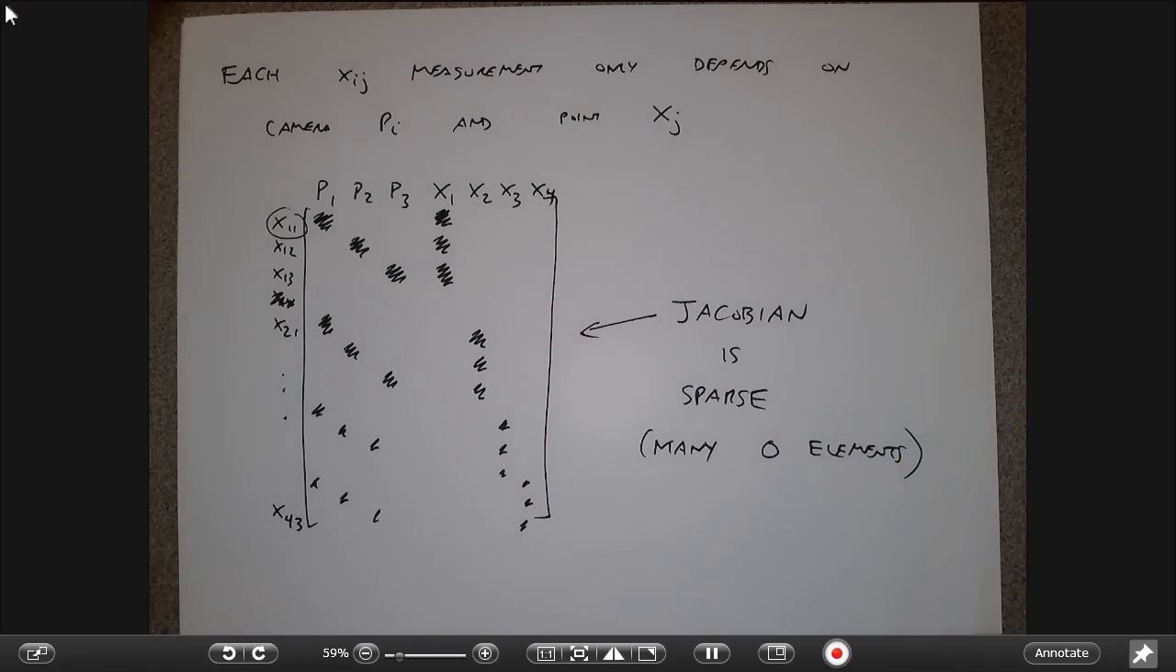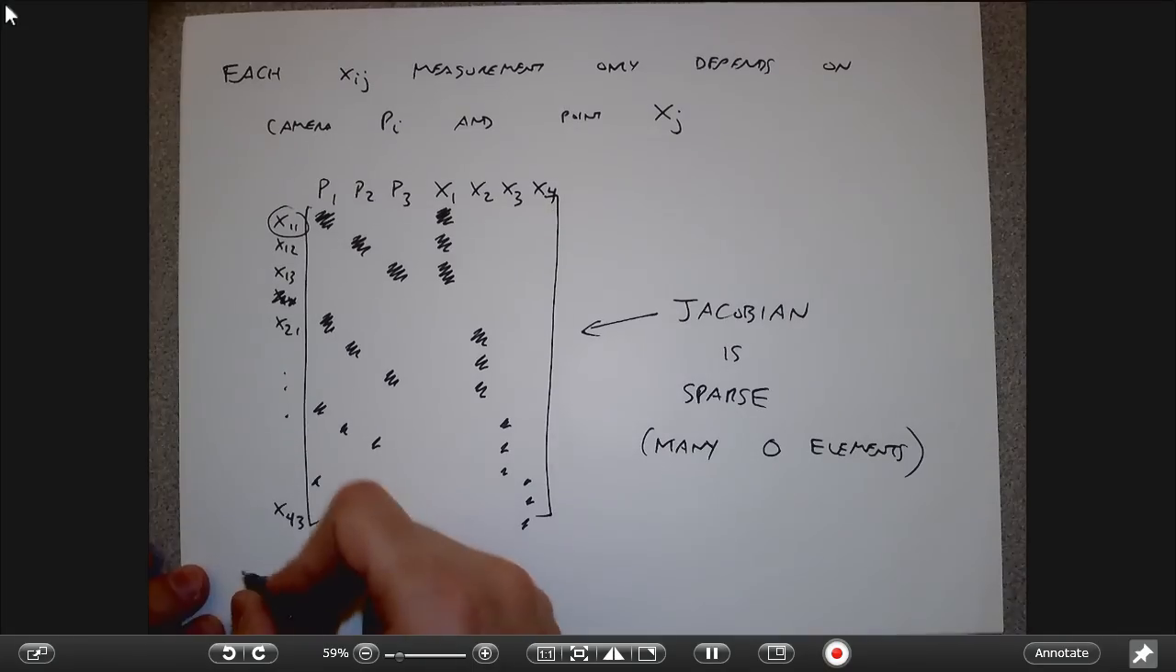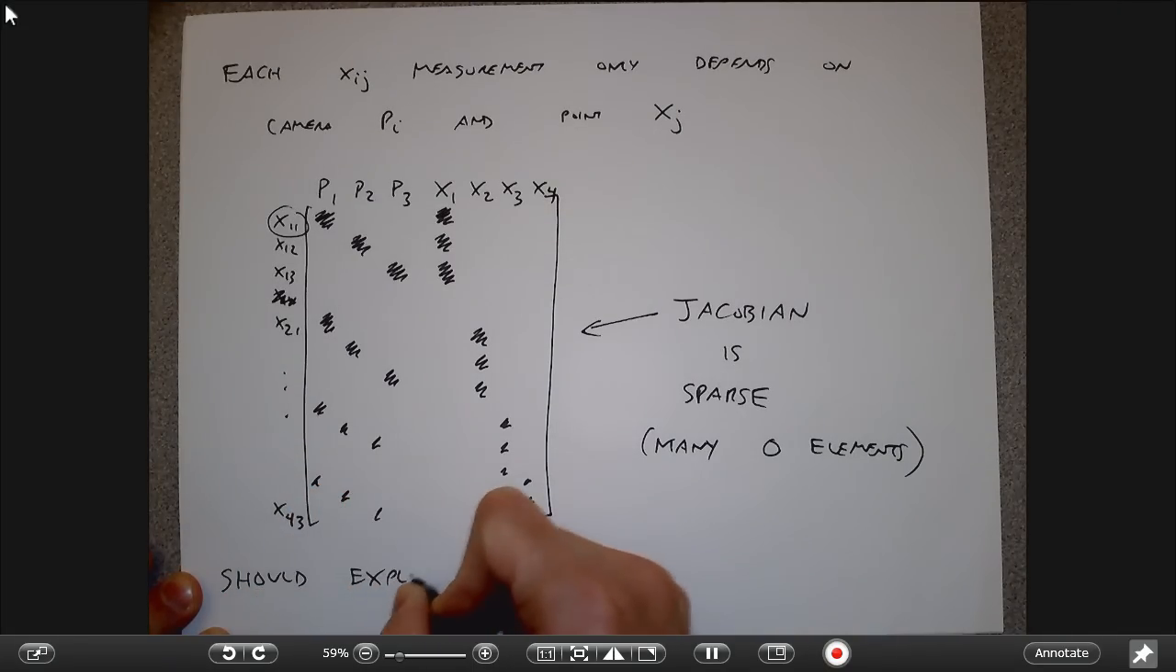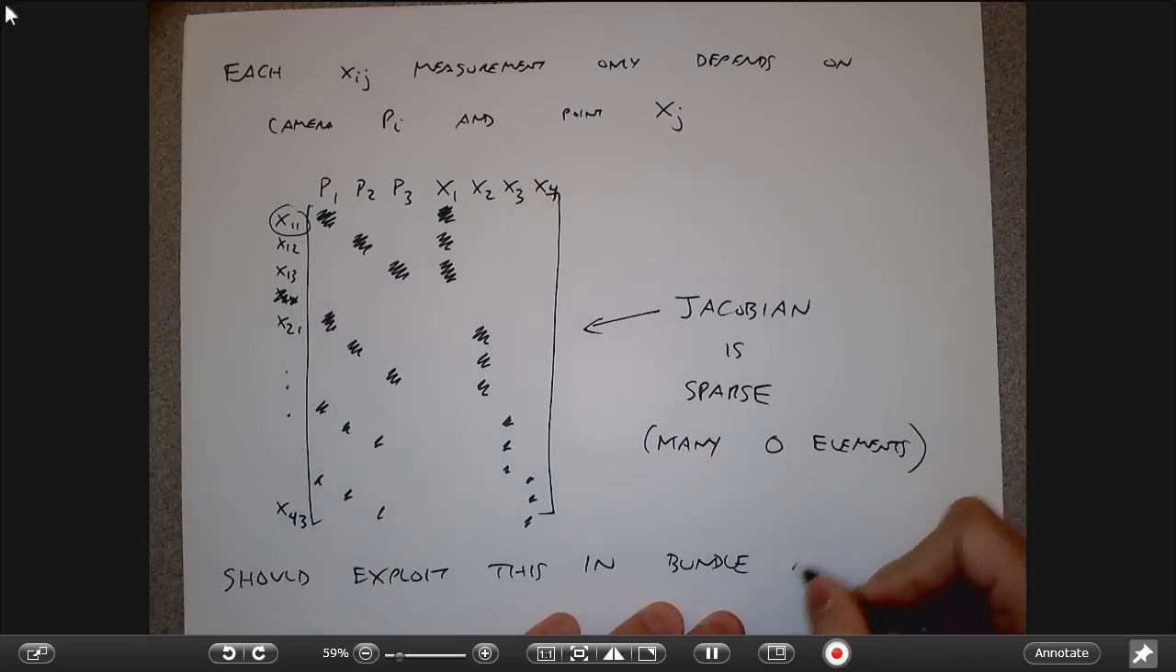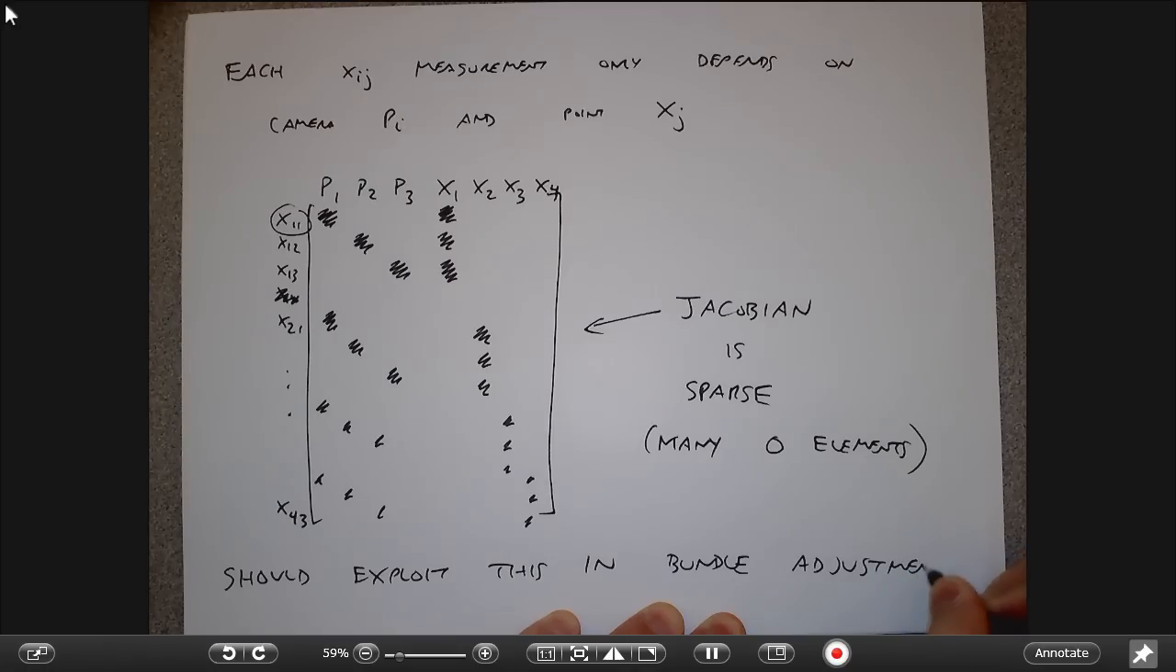And the fact that it is sparse means that I can solve the problem in a much more efficient way than if I had assumed this was just some arbitrary big matrix full of numbers, which is the way that, if you just turn the crank in MATLAB, you might end up solving that problem. Okay, and so the main thing I want to say about this is that we should exploit this in the optimization part, in the bundle adjustment. The best algorithms use the fact that there's this sparsity to the Jacobian matrix, and that makes the solution process much more efficient.